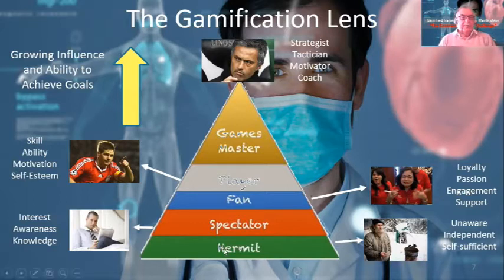Underneath them, you've got the spectators. Spectators are not really interested in being involved in the game. They maybe read about it in the papers, but they really don't do anything to try and influence outcomes. And the hermits are the bottom level, and they're totally independent. They're not bothered about the game at all. So this is a gamification lens as applied to soccer.